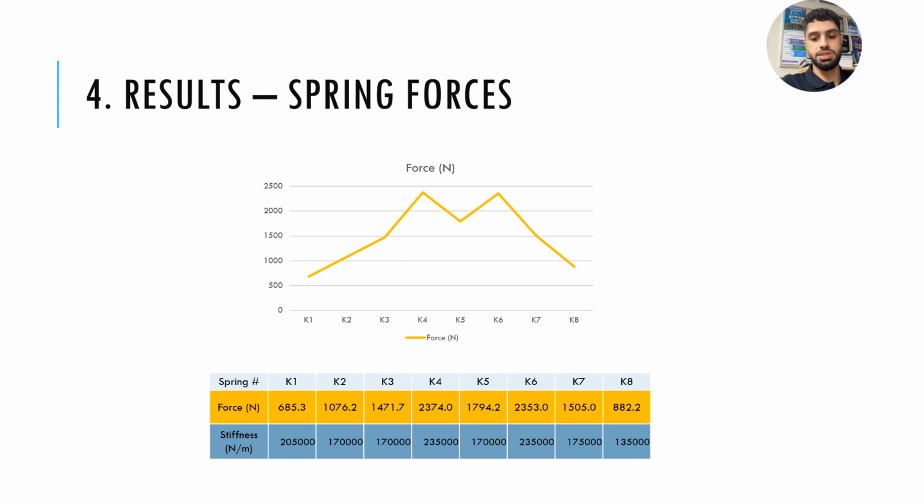So the spring forces were found and plotted into this graph, and this lines up with what we assumed, because the stiffness values that I got based off my ID digits are the highest at K6 and K4. And the distributed load is also the highest around the middle section.